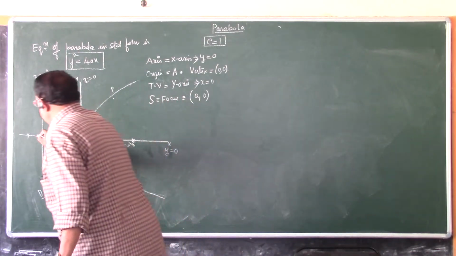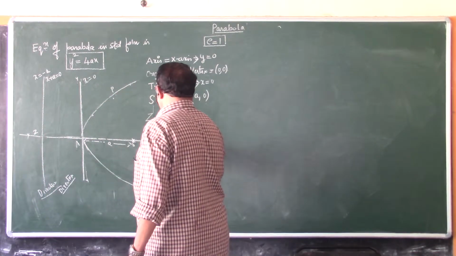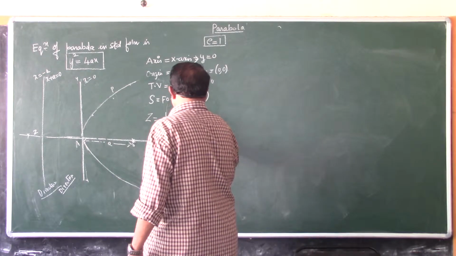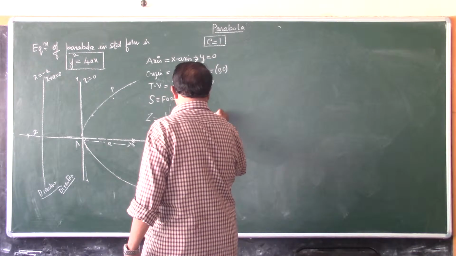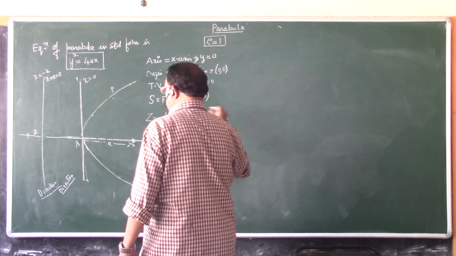So this directrix is usually denoted by z. Z is equal to the directrix. Its equation is x equals minus a, or x plus a is equal to 0.